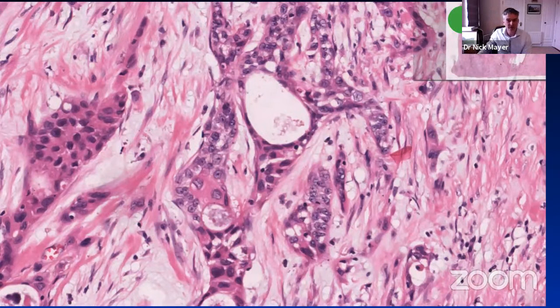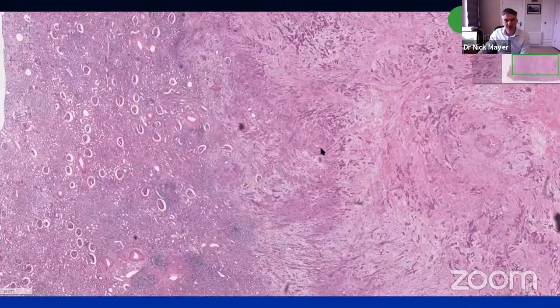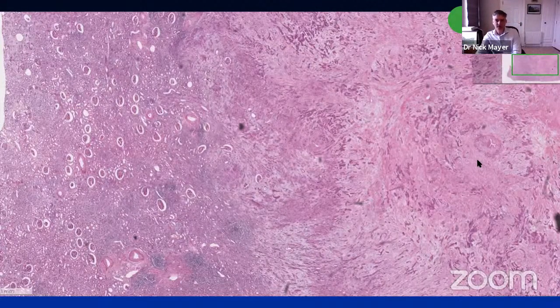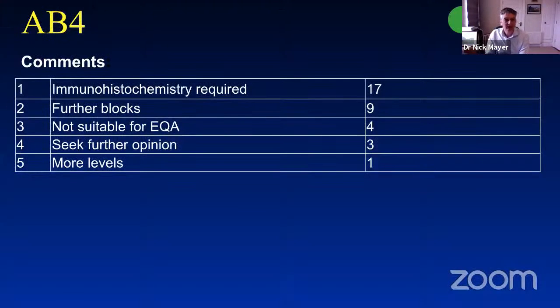And this is a nice intermediate power view: cortex on the left, tumor in the medulla, and deeper bits of kidney on the right. And you can see the tumor quite clearly infiltrating in between glomeruli, and just to emphasize the point, there's a few glomeruli with tumor between.